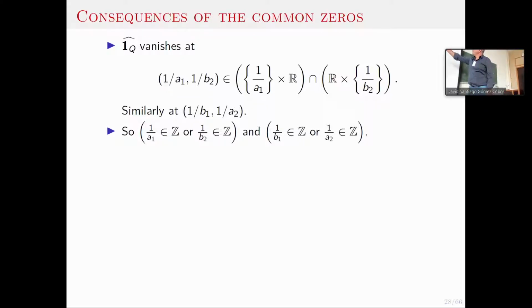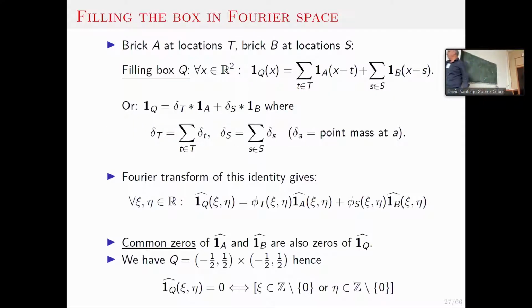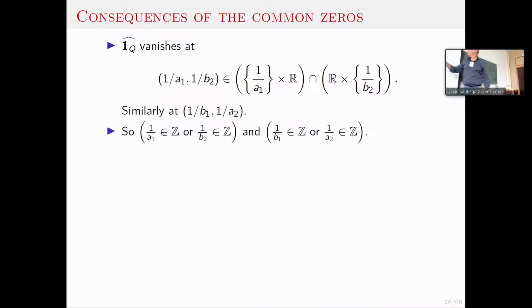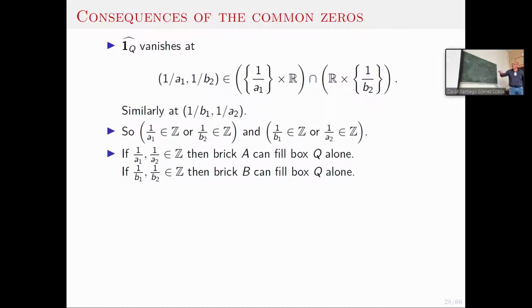Okay? So this point is in the zeros of 1_Q hat, and this point is in the same set. By what we know about the zeros of 1_Q hat, we know that this is true because of that, and this is true because of this. Okay? An end of two ors. In how many ways can this happen? Let's see, the easy case. What happens if this is true from the first bracket, and this is true from the second bracket?